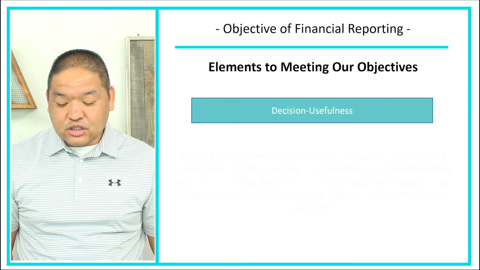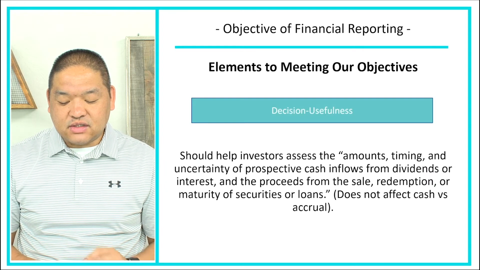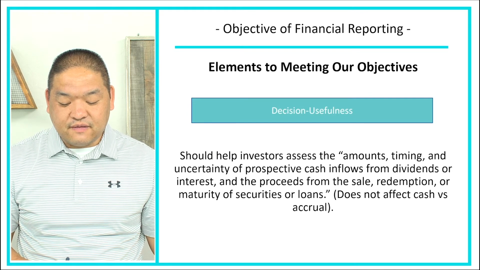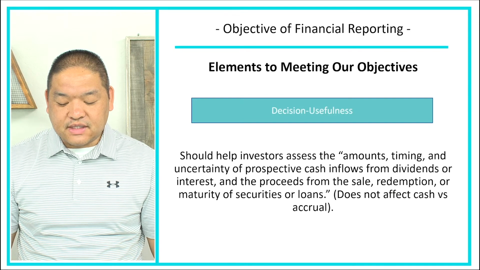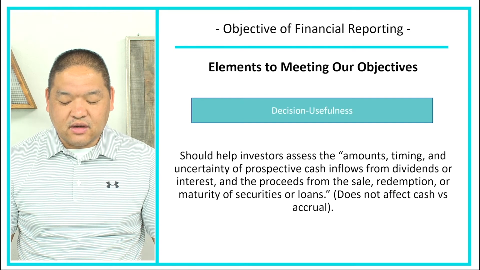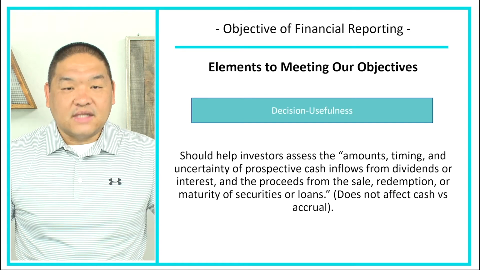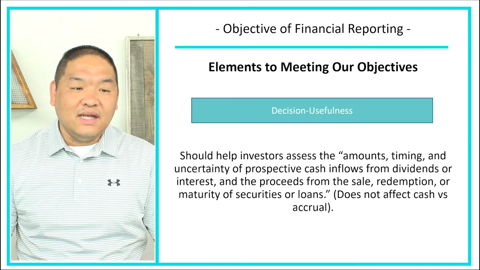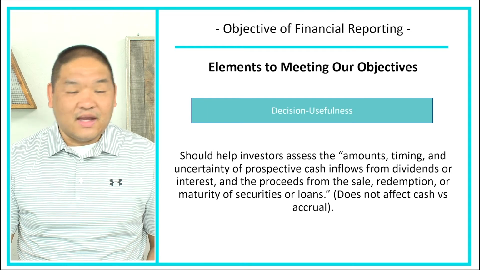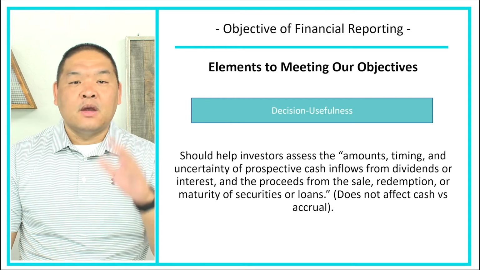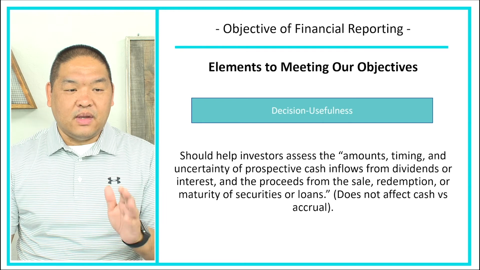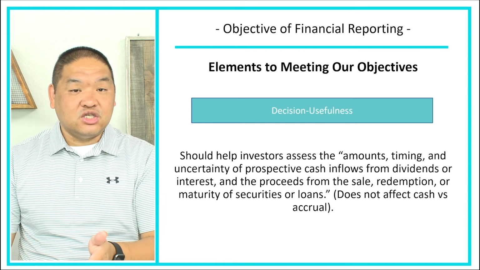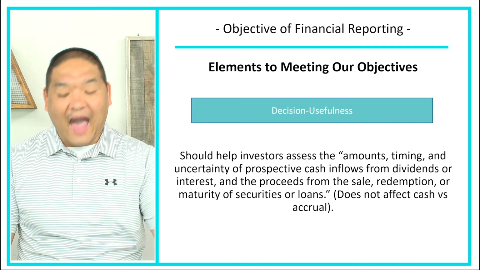And then lastly, decision usefulness should help investors assess the amount, timing, and uncertainty of prospective cash inflows from dividends or interest, and the proceeds from sales, redemptions, or maturity of securities and loans. So what we're saying here is that in order for information to be decision useful, we need to be able to predict what cash inflows are going to look like in the future. But then we're going to need to make sure that we can go into the future and compare what our predictions were based on what actually happened.